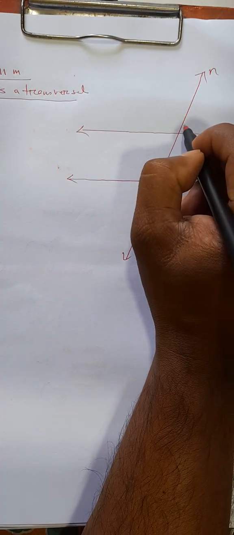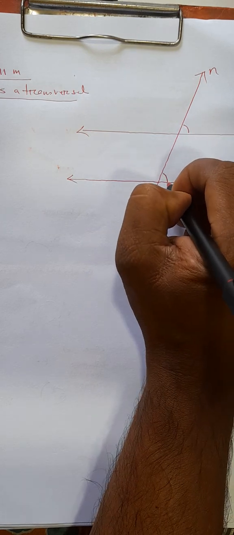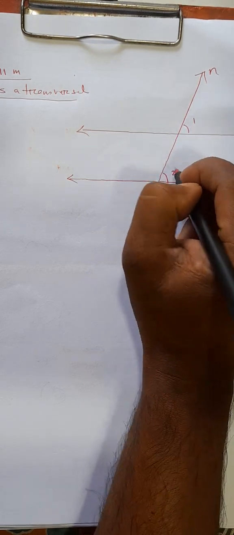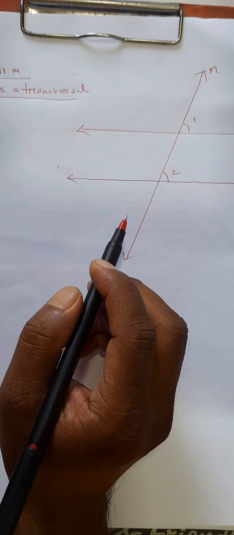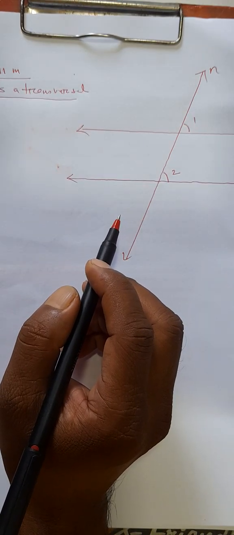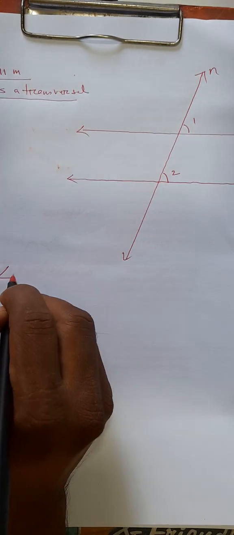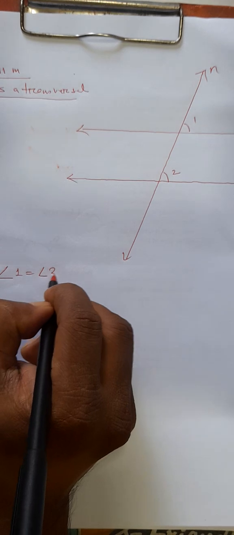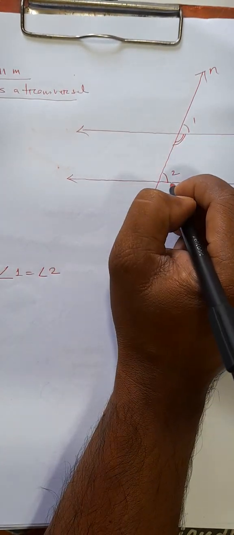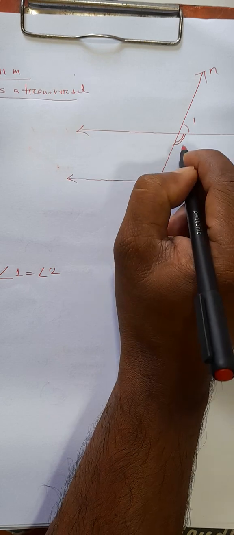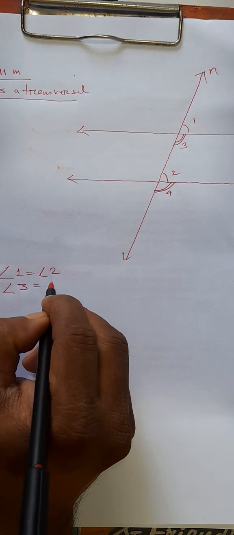Now you see corresponding angles, this angle and this angle. Say this is 1 and 2. Now if two lines are parallel, then the corresponding angles created by the transversal will be equal. Angle 1 equals angle 2. Similarly, angle 3 equals angle 4.